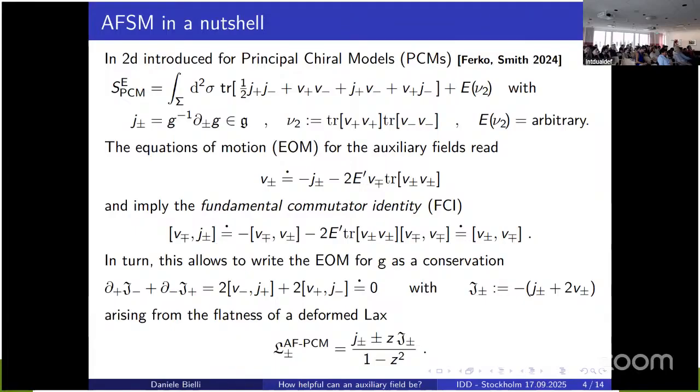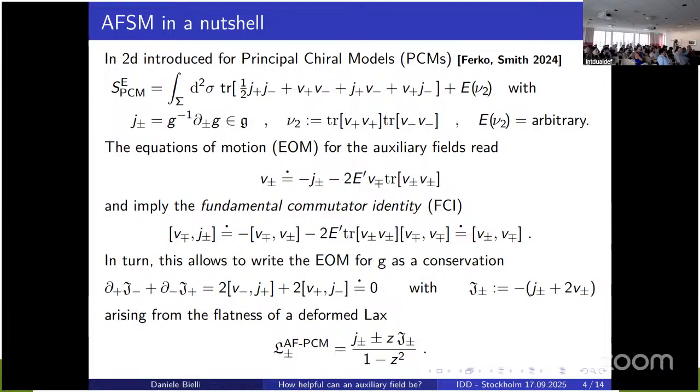So here we can already see a feature, which I will also come back to later, which is that there is a splitting of the conserved current. In the standard principal chiral model, we have the J, which is both conserved and flat on shell. Here we now have two currents, J and J-tilde, which are related via the auxiliaries. One of them is flat but not conserved, while the other one is conserved but not flat on shell. So we have this splitting that I will again come back to later.